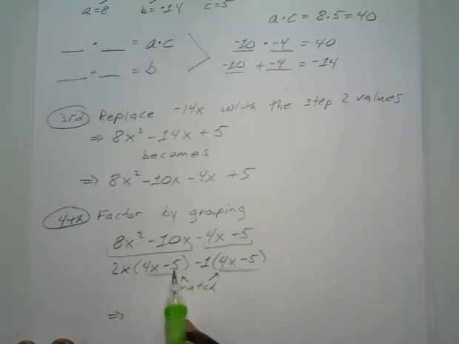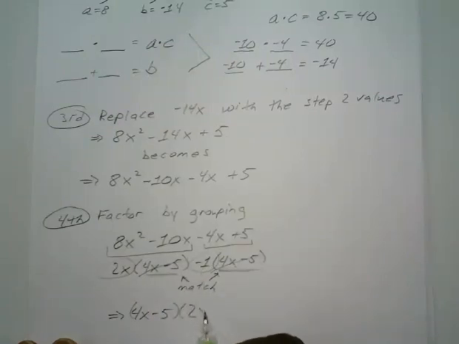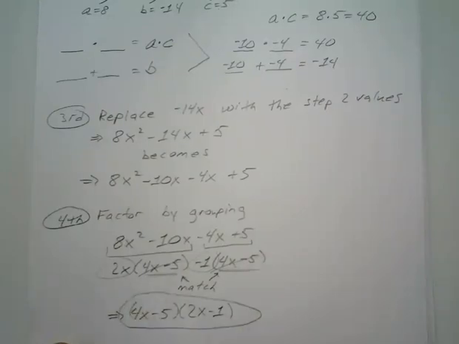Okay, so you have 4x minus 5. You factor that out to the front, and you can go ahead and cross that out. And whatever is left goes into the next binomial. So you have 2x minus 1. Okay, and actually that is your answer.